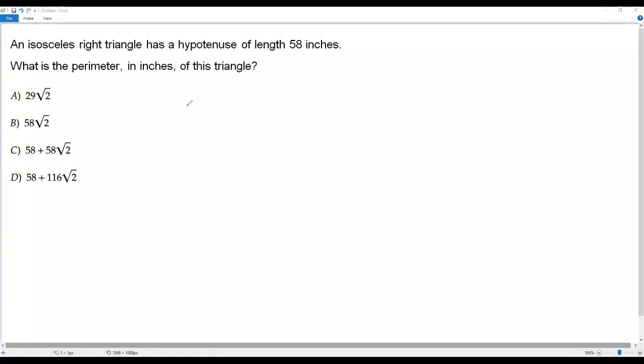Here we have a SAT math question. Okay, let's go through the information. An isosceles right triangle has a hypotenuse of length 58 inches. What is the perimeter, in inches, of this triangle?